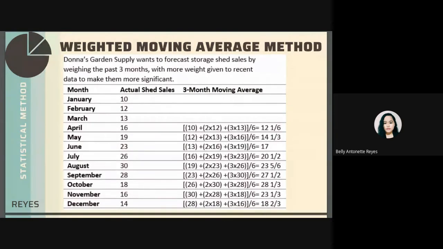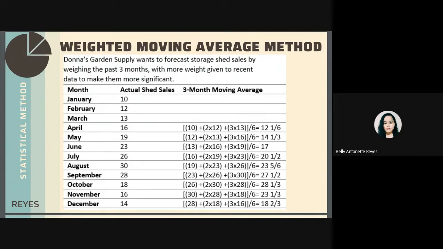So using the same example we had earlier, instead of just directly adding all three demands for the past period, we now give more significance to the most recent one by allotting a higher weight. In the moving average, our divisor was 3 because all three demands have the same weight, which is 1. But in the weighted moving average method, the total weights would now be 6. That is the summation of all the weights, 3 plus 2 plus 1, which equals 6.